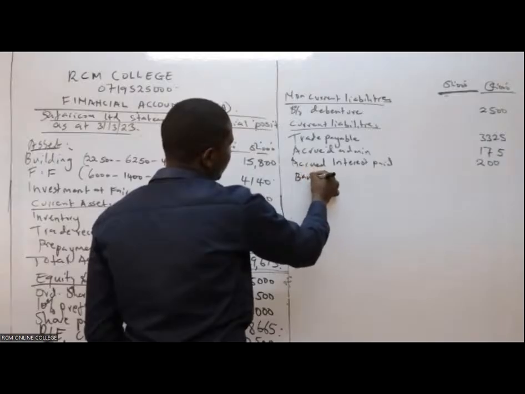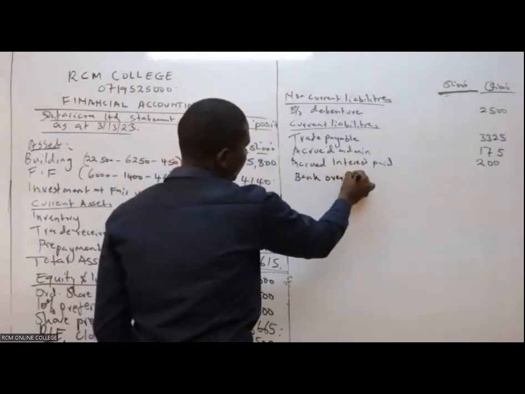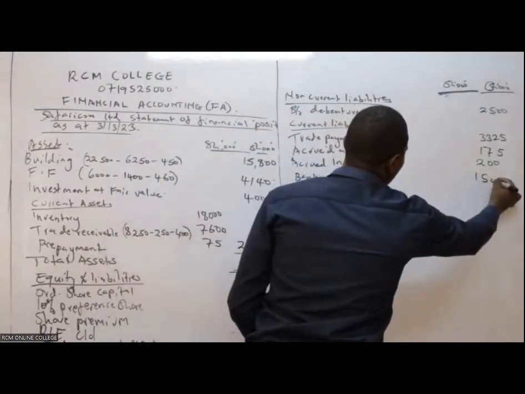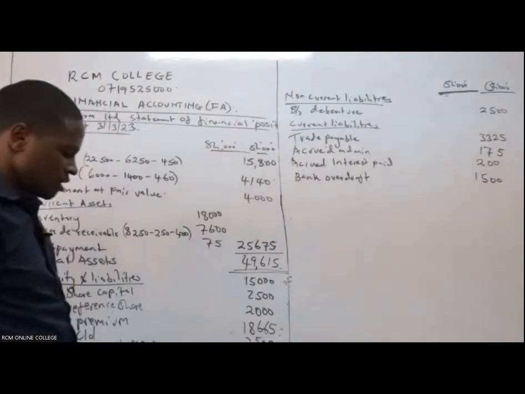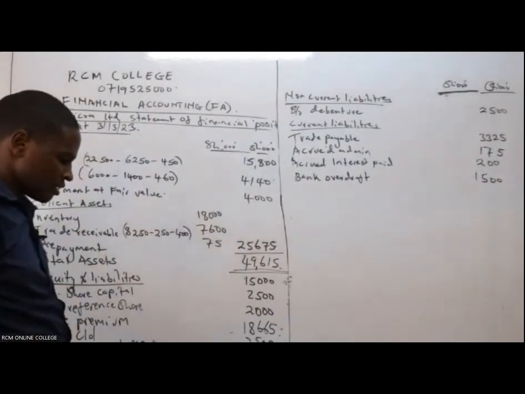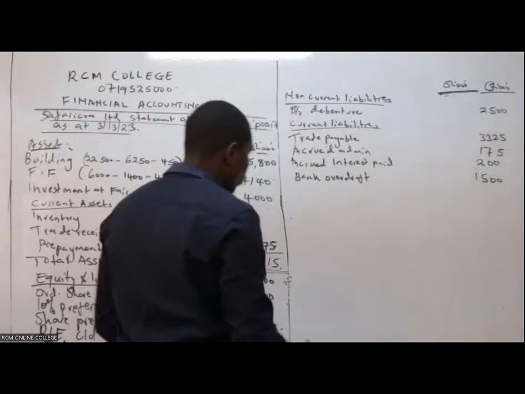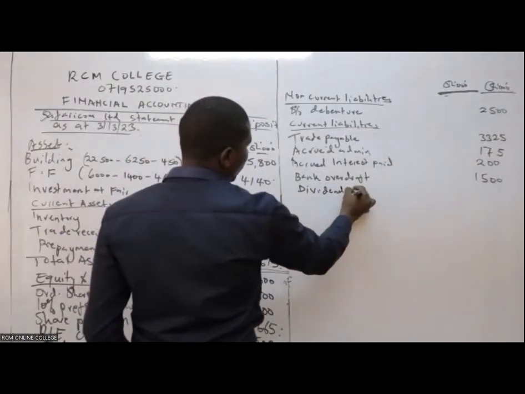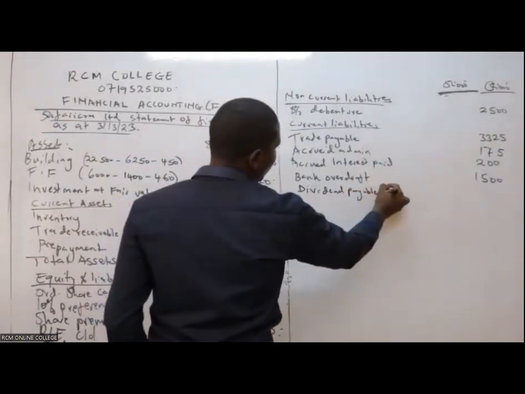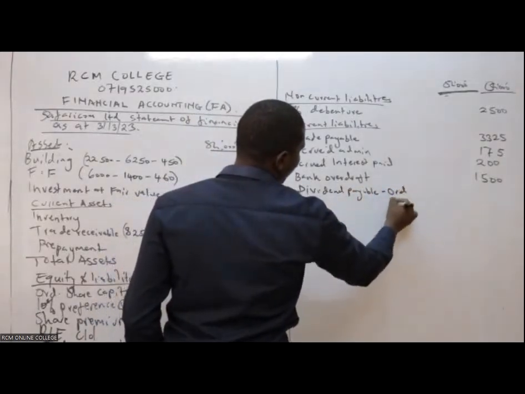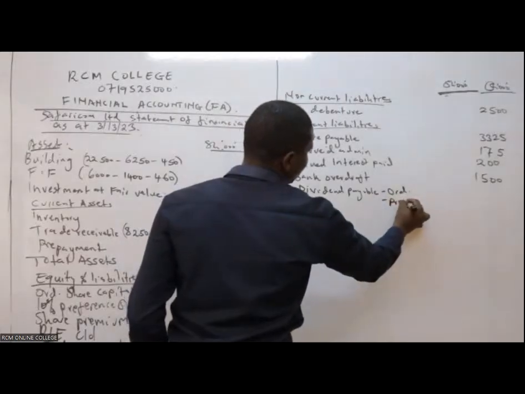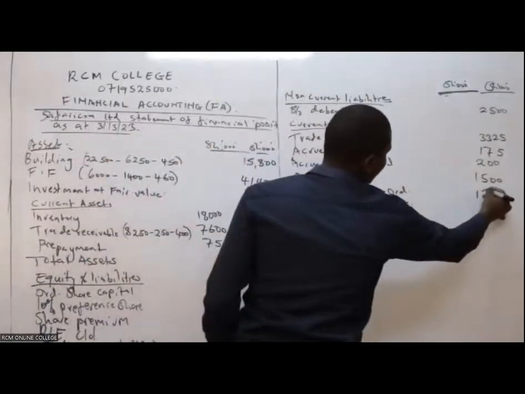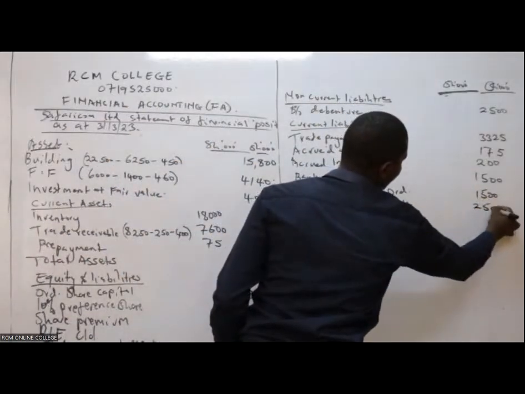We were given the bank overdraft there because it is on the other side. When you see it credited, that is the bank overdraft of 1,500. Then the last thing is the dividend payable to ordinary shareholders and preference shareholders. Preference shareholders were also given, 1,500 and 250.